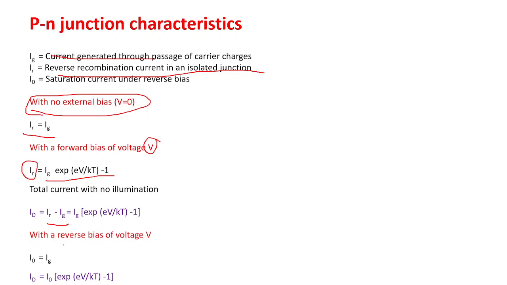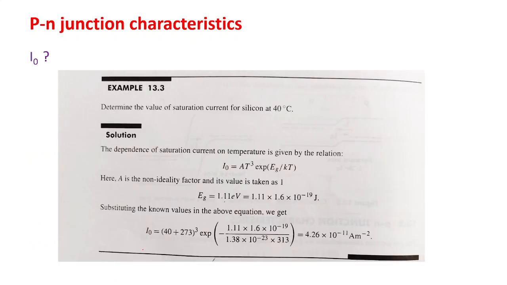Similarly, in the case of the reverse bias, we will have a saturation current under the reverse bias case, and that will be equal to Ig. So we can calculate with this formula, and I will share this PPT over the Google Drive also, so you can get all these formulas from there.